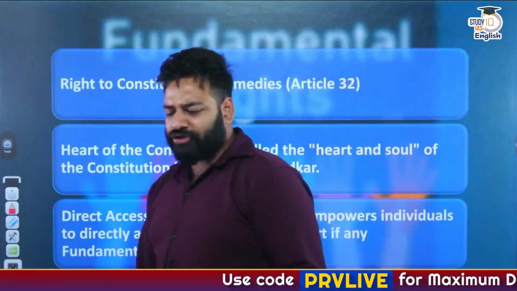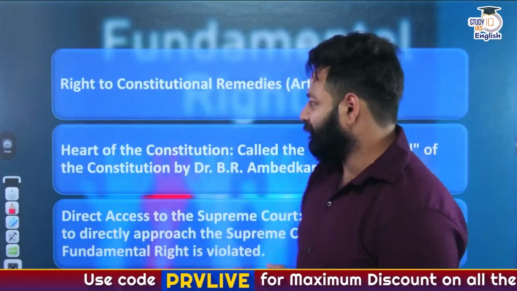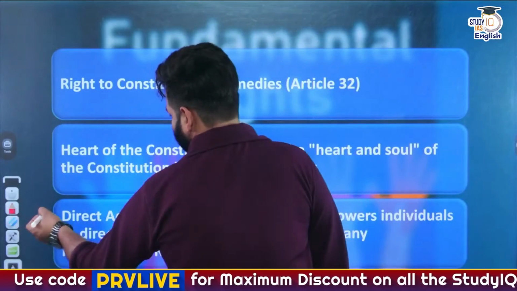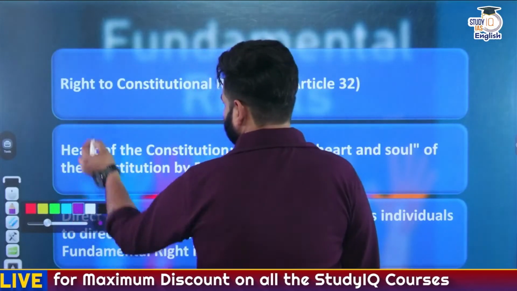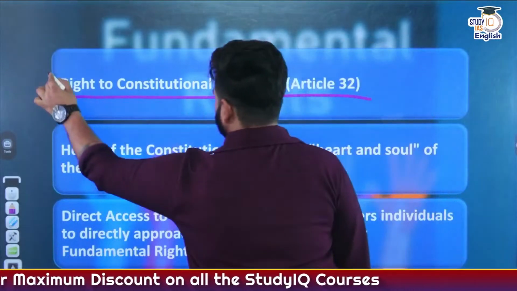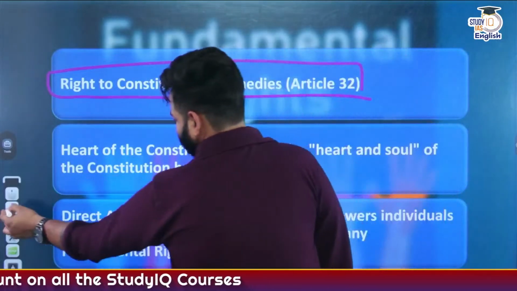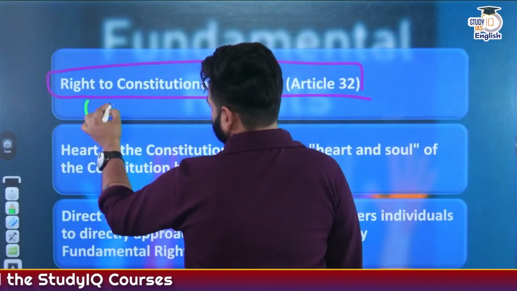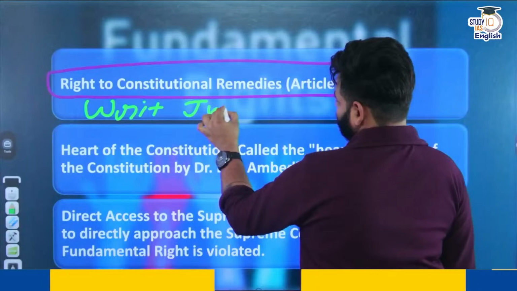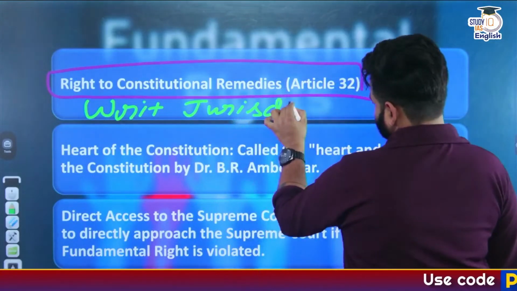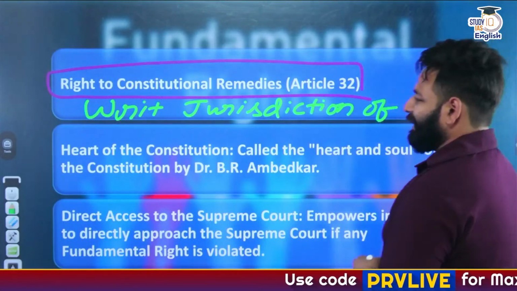Article 32 has been given two different headings. One is the right to constitutional remedies. It is also termed the writ jurisdiction of the Honorable Supreme Court of India.